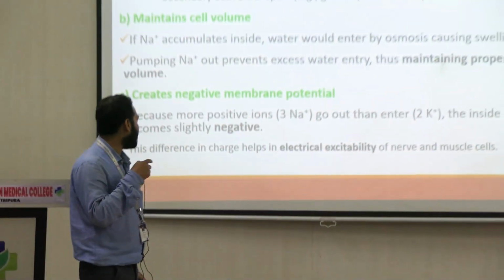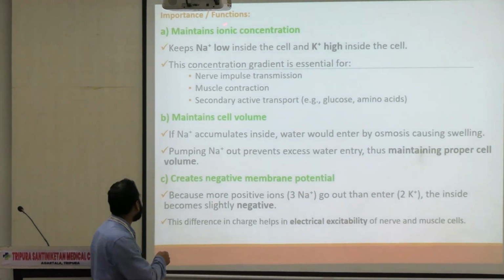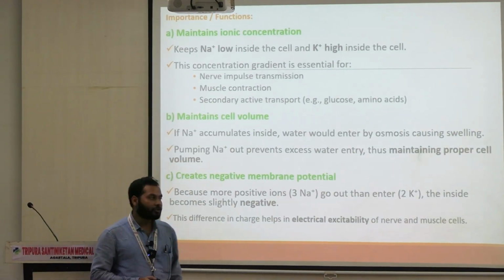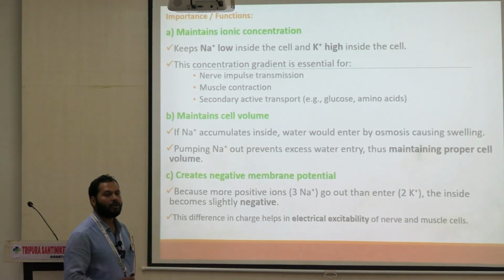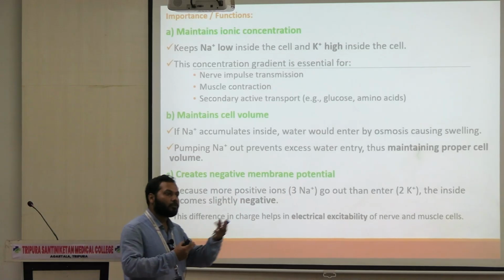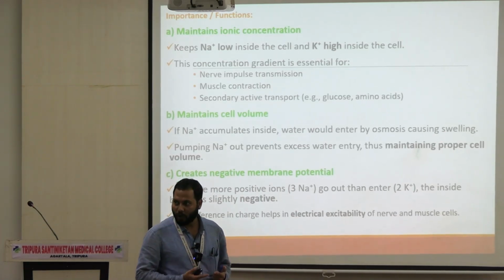You can see from here how it maintains cell volume. Before that, you can also see how this ionic distribution is important for the cell. This concentration gradient is essential for some specific functions. The distributions of both the sodium ion and potassium ion take place by using these transporters. How is it important for the cell?